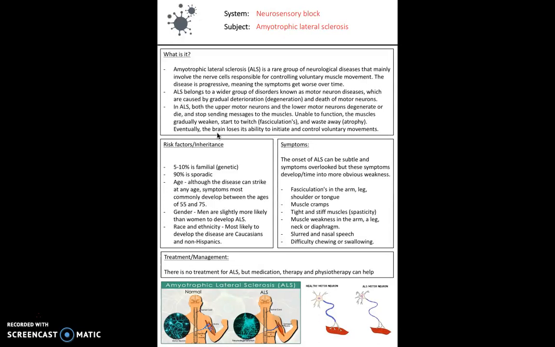In terms of inheritance in this, around 5 to 10% of cases are genetic or familial. 90% however is sporadic. Risk factors with regards to sporadic cases are age, so normally this is quite common to strike between 55 and 75 years old. Men are slightly more likely to develop ALS than women. And also race and ethnicity can play a slight role, however that's not quite as prominent. In terms of treatment and management, there's actually no treatment for ALS, but medication, particularly physiotherapy and therapy, can really help patients suffering from this disease.